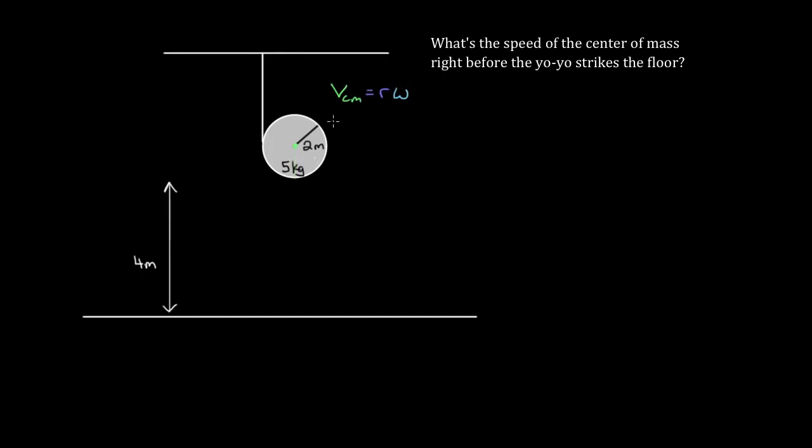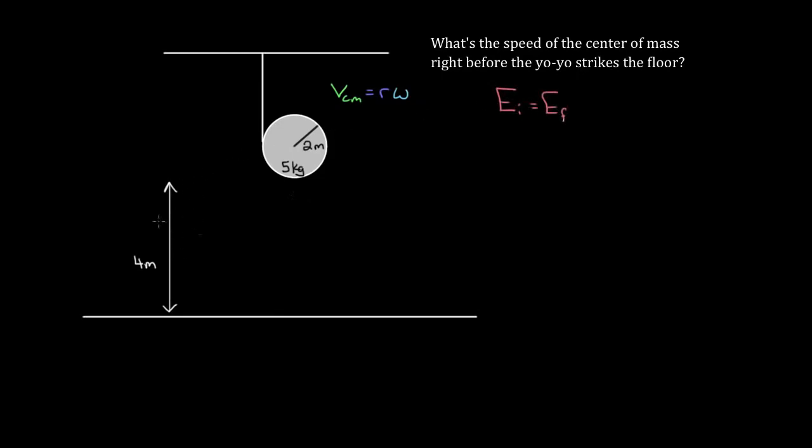But this doesn't let us solve, because look, I don't know the speed of the center of mass and I don't know the angular velocity, so we need another equation, another idea in here, and that idea is going to be conservation of energy. This problem's crying out to be solved with conservation of energy, so let's do it. So we're going to put everything in our system. We're going to say energy is conserved.